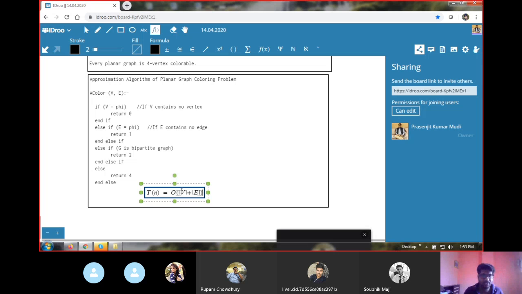If the cardinality of V is n and the cardinality of E is m, then the order is n plus m. That means the algorithm has linear time complexity. It's a huge reduction in terms of the time complexity of the algorithm.